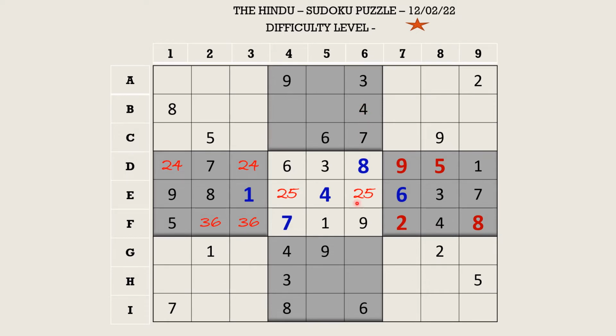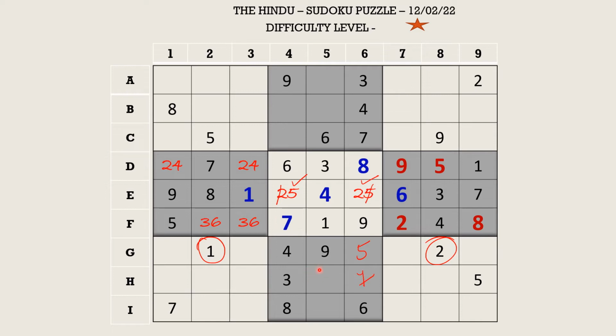In column 6 the missing numbers are 1, 2 and 5. In G row you have 1 and 2 blocking here. So G6 takes 5. That 5 cancels out the 5 here. So E6 becomes 2 and E4 takes 5. Now in column 6 the only missing number is 1.